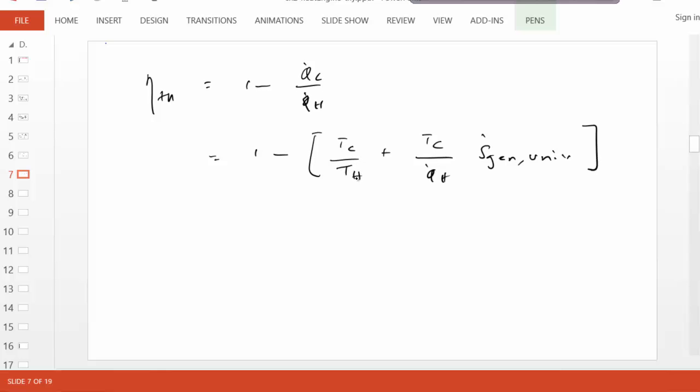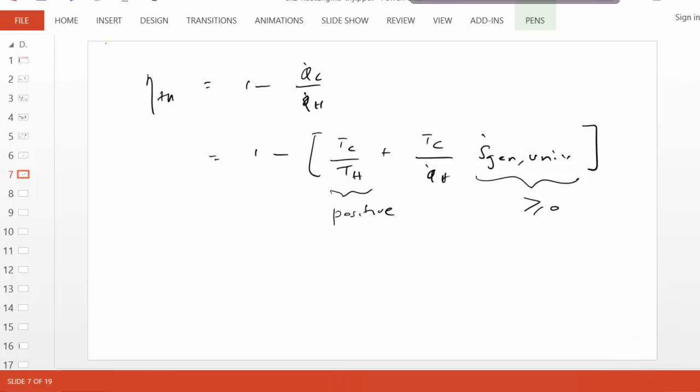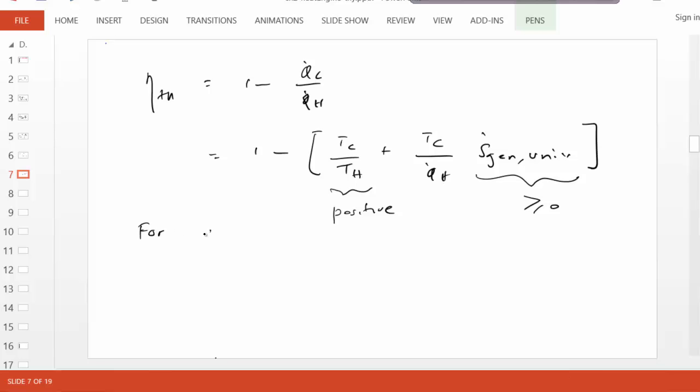Think about it. It says the thermal efficiency depends on 1 minus a term. All these terms are positive, right? And this must be greater than or equal to 0. So notice that if there is more friction in the system, if this is bigger, in that case, the efficiency will be going down. So what is the best case scenario for an ideal heat engine?